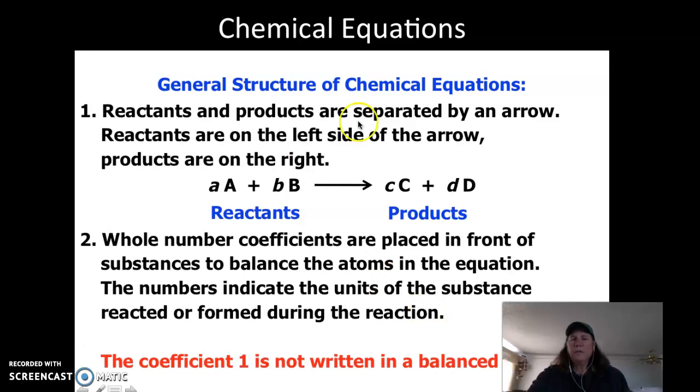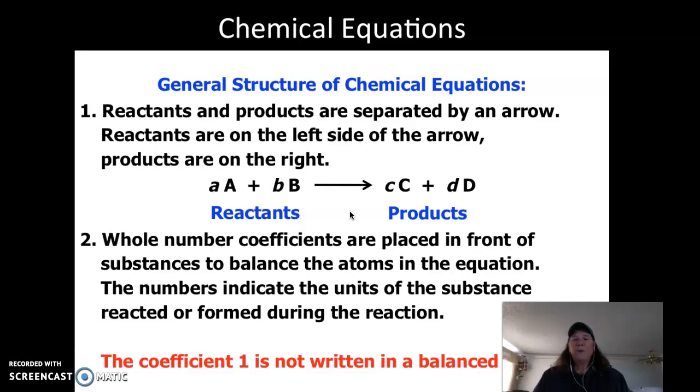And then we use coefficients. Coefficients, we would substitute in here A, B, C, and D. Okay, they're used to balance equations. Because remember I said we have to have the same amount of stuff on both sides. They're going to be combined with something different, but the overall amounts have to be the same. Okay, so we use coefficients. We put numbers in front to balance the equations. And the numbers indicate how many moles of that substance we're going to have.